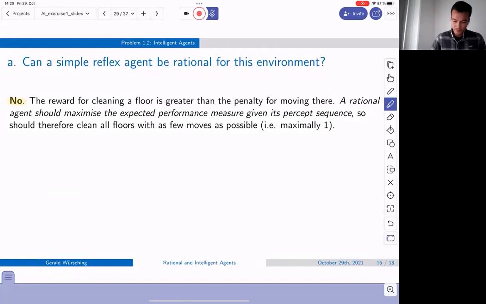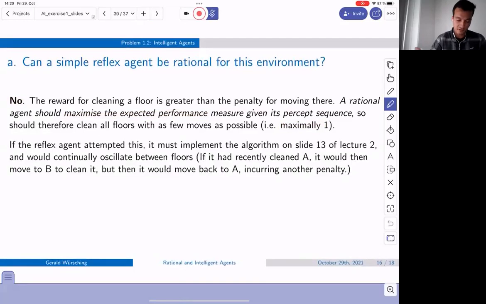Why? Because first of all, a rational agent, we remember the definition from before, should maximize the expected performance measure given the percept sequence. So in this case, it should clean all the rooms with as few moves as possible, so in this case, a maximum of 1. Now, what would a simple reflex agent do? A simple reflex agent would implement the simple algorithm on slide 13 of lecture 2, which was: if the room is dirty, then vacuum; if the room is clean, then move to the next room.